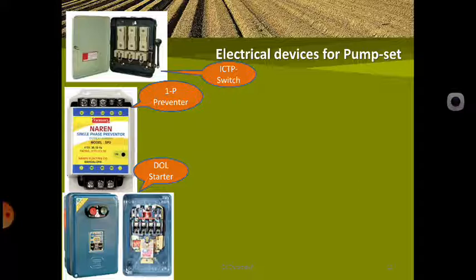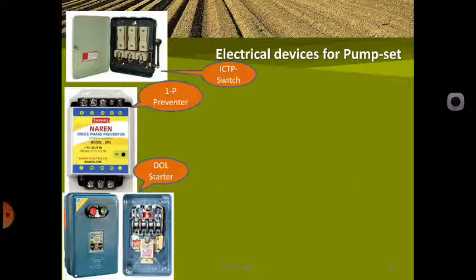Now, what is another? The D-valve starter, the direct online starter, you already know; we use it for protection of the motor. So these are the basic items: ICTPN switches, three-phase energy meter, single phase preventer and D-valve starter. These are the things we are going to use. And what are the main things?